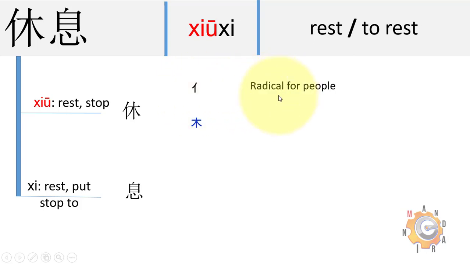Alright, the radical for person, and this is tree. This character can further be decomposed. At the top of it is this character, and below it is this. This character is once again zi, which means self, and we have just studied it. And this character is xin, which means heart. Alright? So a person under the tree with his self heart is actually resting.